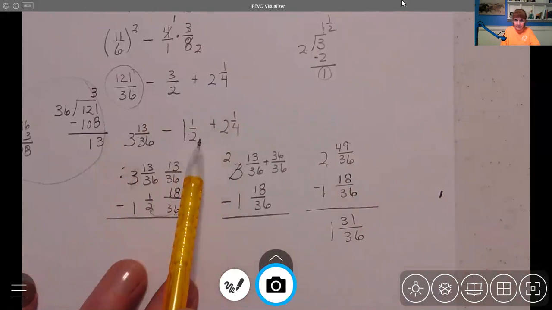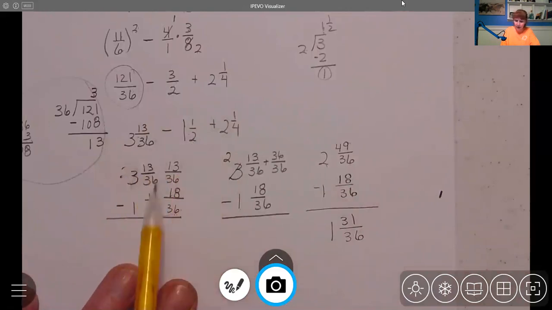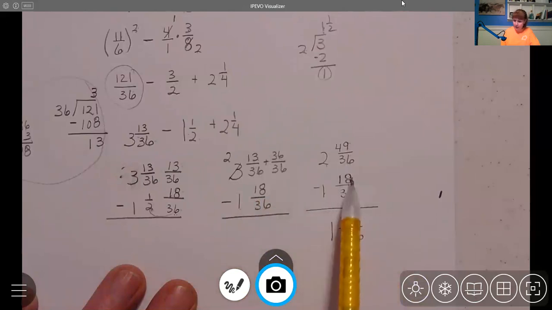We just subtracted them. And when you do subtract them, you have to have a common denominator, which we did, but we couldn't take 13 minus 18, so we borrowed 1. And that gave us 49 over 36. And now then we have minus 1 and 18 over 36, which leaves us with 1 and 31 over 36.